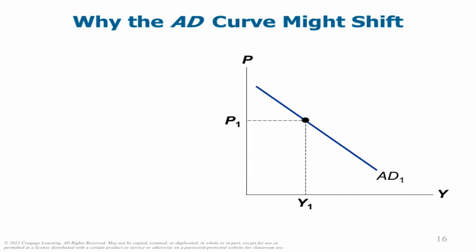Okay. Now why might this curve shift? Because so far, all we've talked about is moving along the curve. We've changed GDP. Before we would have said we changed quantity demanded. Now we're changing GDP. Now, why might the curve itself shift? Why would we have a repositioning of the entire aggregate demand curve?